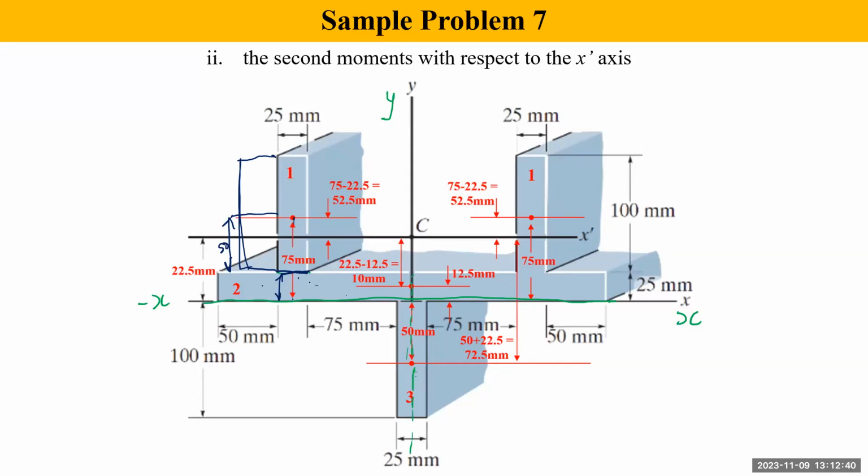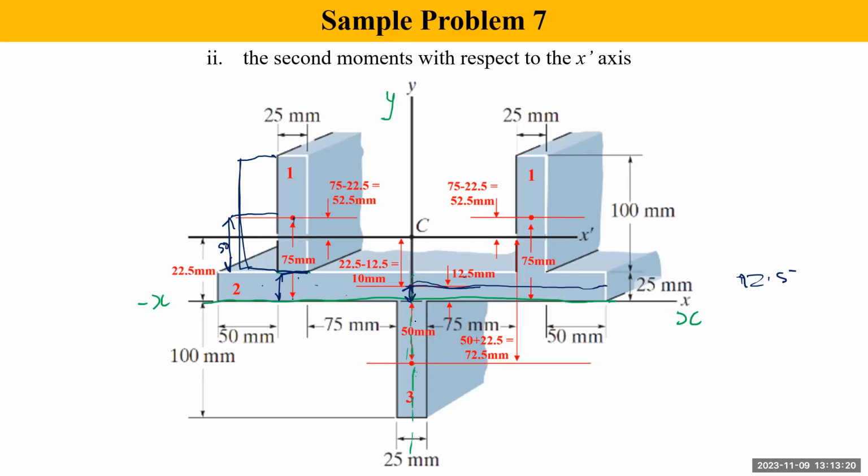What about segment 2? Segment 2's centroid point is assumed to be halfway. So it's halfway, which is half of 25, which is 12.5. That little distance there is what they're concerned with.